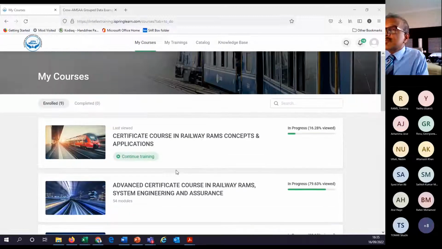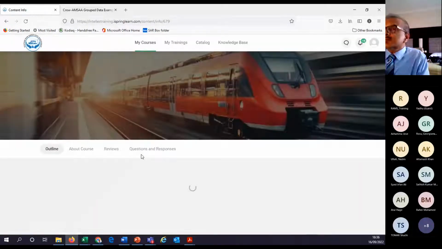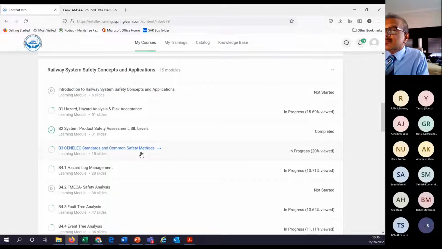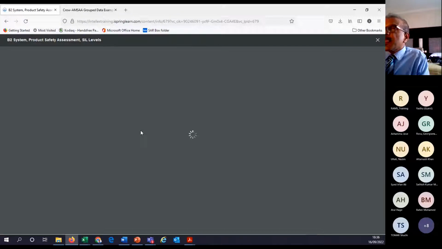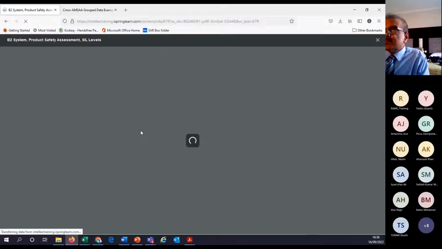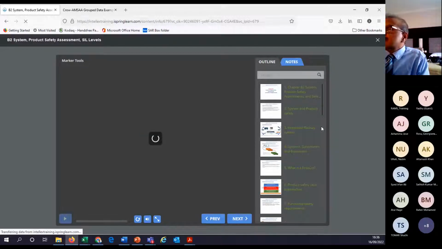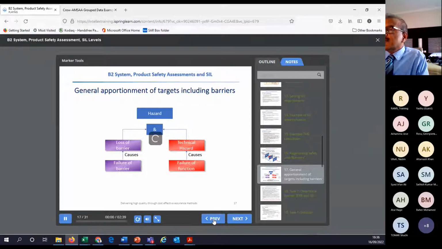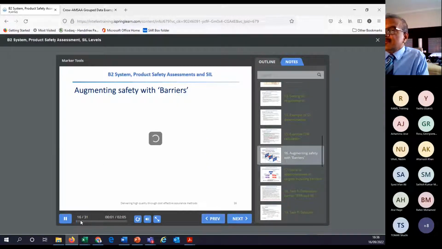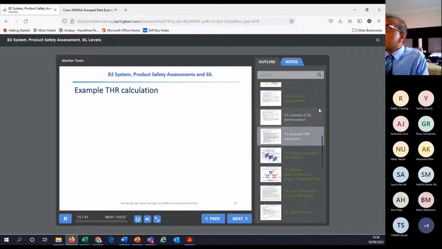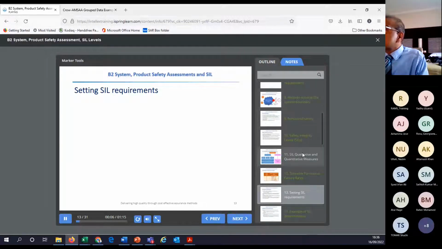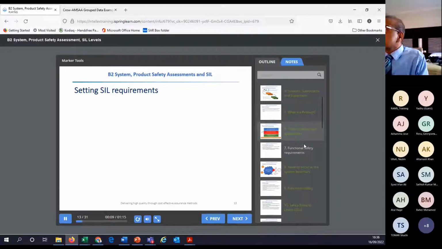So if you go to one of the things, for example, whatever the architecture we use to achieve our SIL target, we must first determine what the appropriate SIL level is to be.